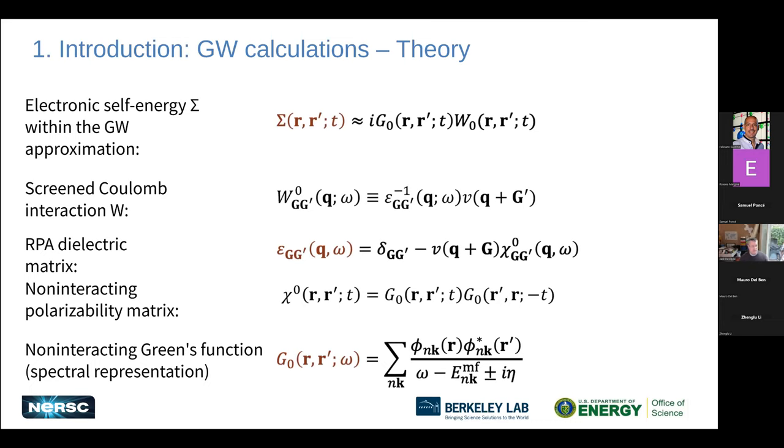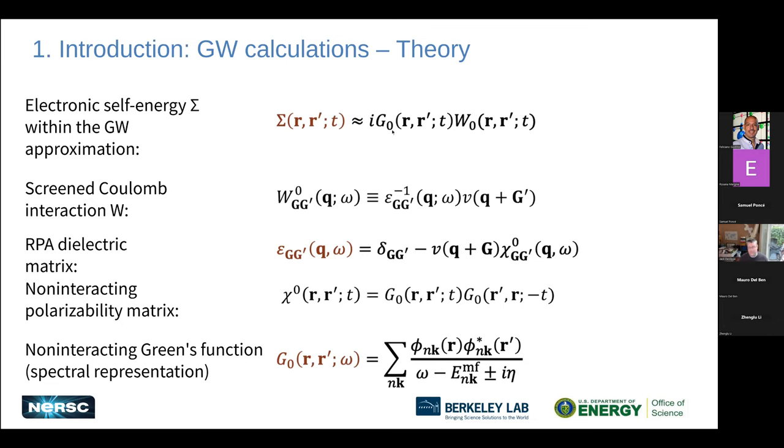So in terms of the introduction, I think you've heard a lot about this from the other speakers already. But the core of a GW calculation is the calculation of the self-energy, which essentially replaces the exchange correlation operator that you might be used to in a DFT calculation. Some of the complications here is that this is both non-local and energy dependent, as expressed in the time domain here. This is a product of these two terms, G and W.